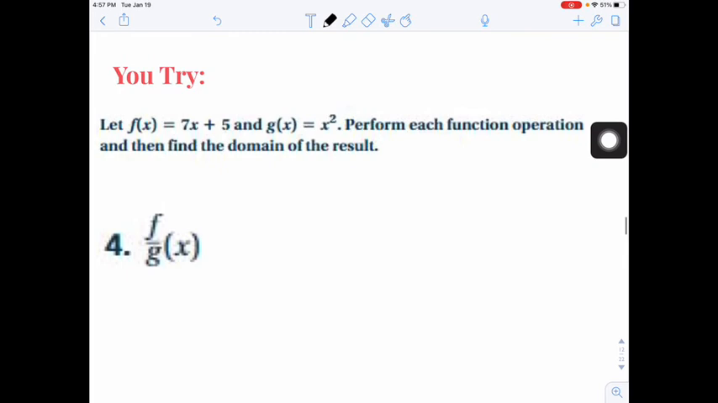Now I would like you to try number 4. Let f of x equal 7x plus 5 and g of x equal x squared. Perform each function operation and then find the domain of the result. We have f divided by g of x.